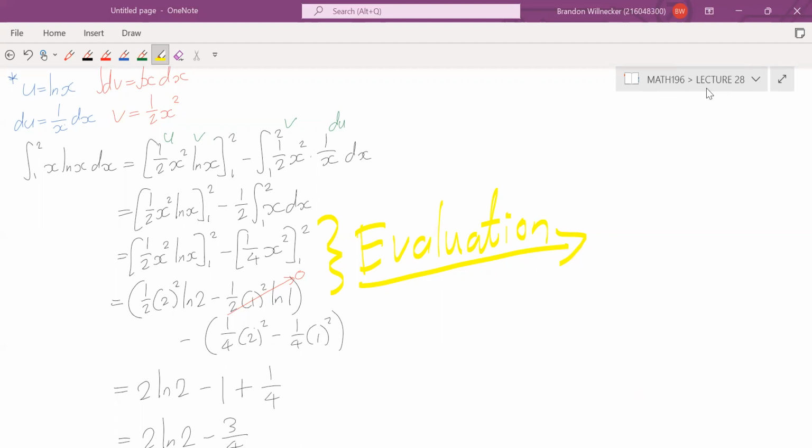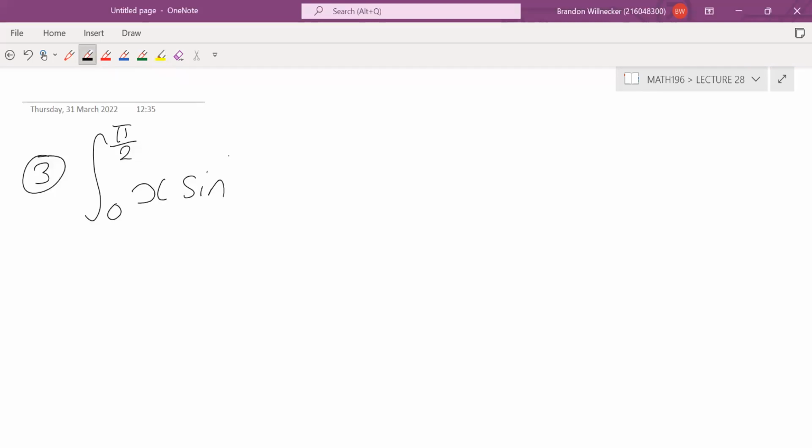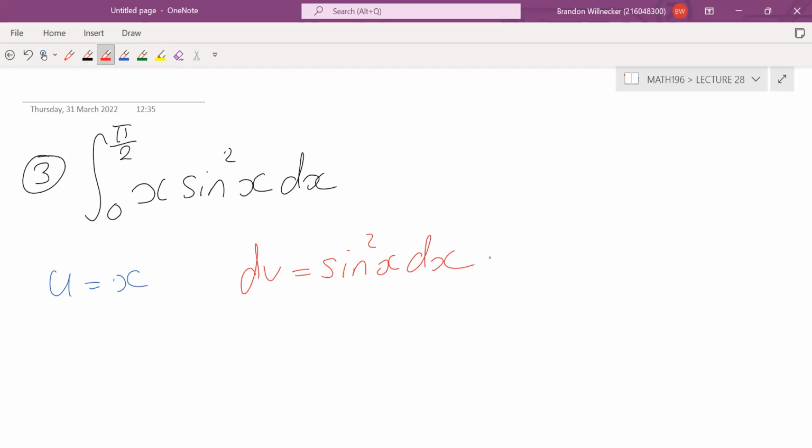Okay, so last problem, number 3, we have the integral from 0 to pi over 2 of x sine squared of x dx. Now we need to pick something that we can differentiate easily, something that we can integrate easily. Now differentiating x, we can do that. So let's say u is equal to x, and let's say dv is equal to sine squared of x dx. Okay, so let's see how this works out.